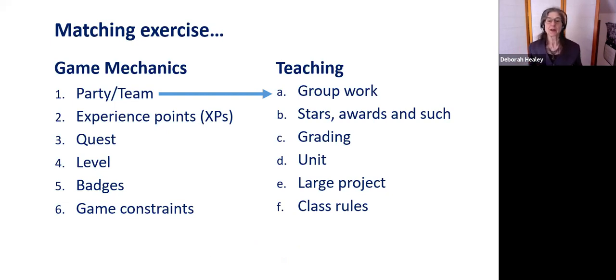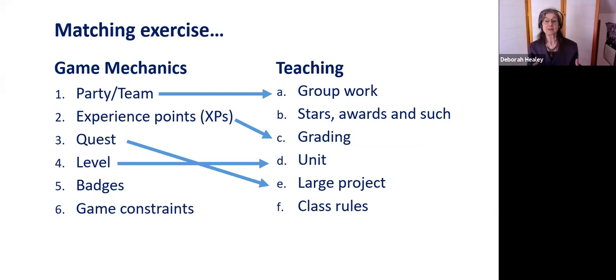So let me tell you what the answers are, and you can correct yourself and notice how many you got right. So what we had from before was number 1, party or team, is group work, A. Number 2, experience points are grading, C. So it's 2C, but remember that points go up from 0, so they're a bit different. A quest, number 3, is E, a large project, often at the end of a course. And number 4, level, is D, a unit. Successfully completing any topic can be achieving a level, but remember, levels also go up. And number 5, badges are B, stars, awards, and such.